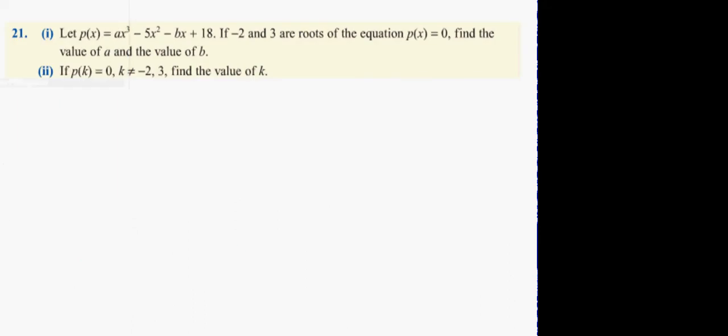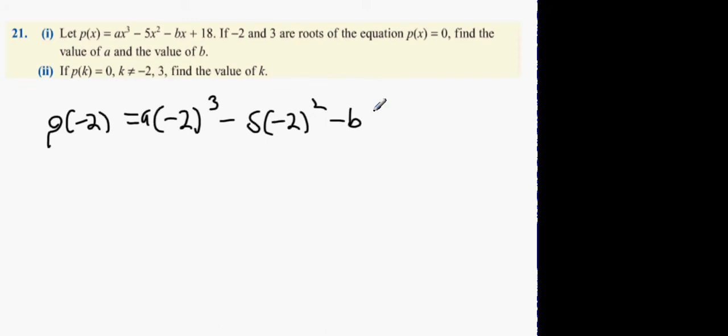Alright, the first thing is p of x is ax cubed minus 5x squared minus bx plus 18. If x equals minus 2 and 3 are roots of the equation p of x equals 0, find the values of a and b. So this means that p of minus 2 equals 0. This means replace all x's with minus 2's, and what I'll get is the following: a times minus 2 cubed, minus 5 times minus 2 squared, minus b times minus 2, plus 18, all equals 0.